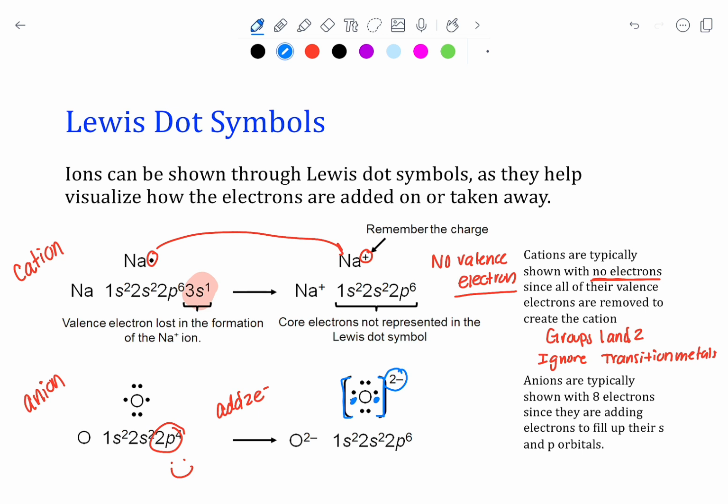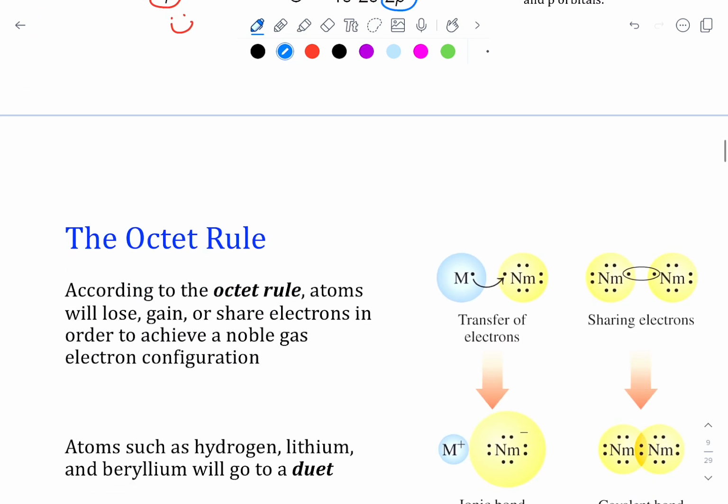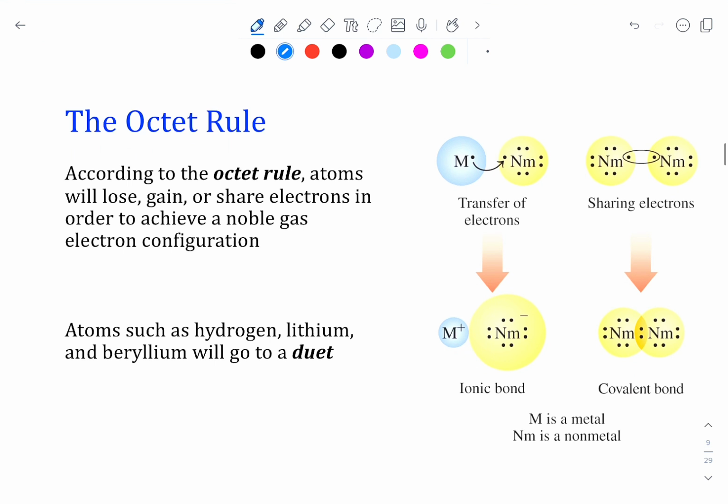So anions are typically shown with all 8 electrons around their symbol, since they are adding electrons to fill up their s and their p orbitals. We want to get that filled p shell, so we're adding the electrons there, showing that we've completely filled up those orbitals. So now these anions have 8 valence electrons in total. I keep saying 8 is great.